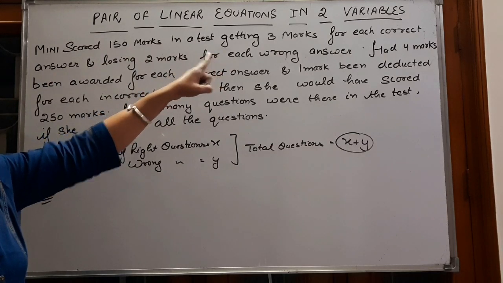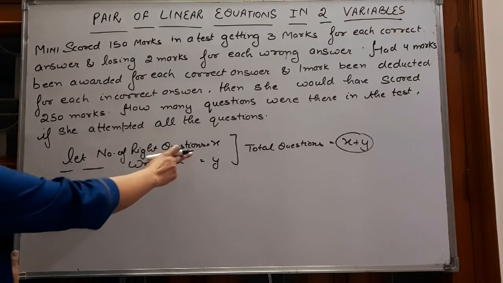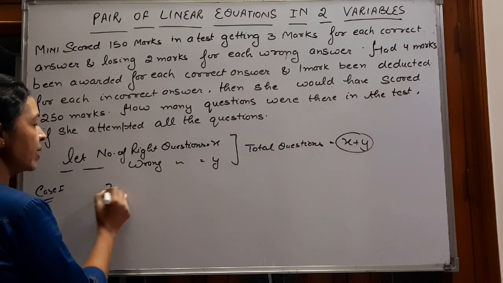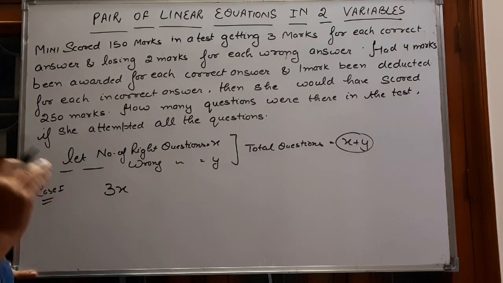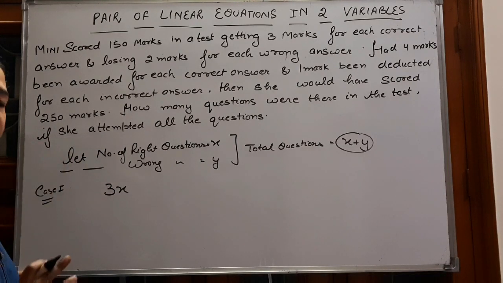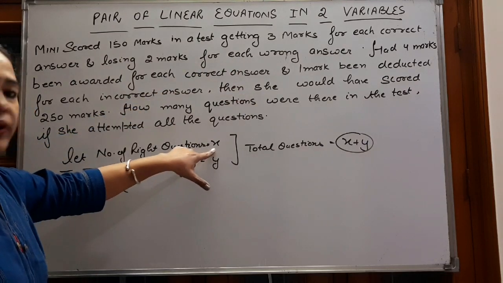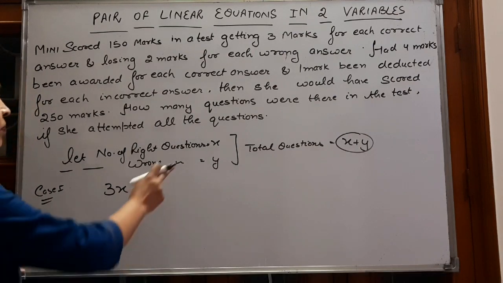If she get 3 marks for correct answer, एक करेक्ट आंसर के लिए 3 मार्क्स मिलते हैं. हाउ मेनी करेक्ट आंसर्स आर देयर? x. तो x क्वेश्चंस के लिए कितने मार्क्स मिलेंगे? 3 into x. अगर आपने टेस्ट में 10 क्वेश्चंस ठीक किए एंड फॉर ईच क्वेश्चन यू आर गेटिंग 3 मार्क्स, तो यू विल गेट 3 into 10, 30 मार्क्स. 3 marks for each correct answer and the number of correct answers are x, so you will get 3x marks.